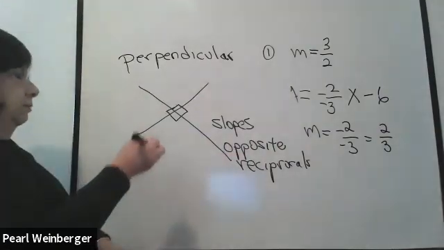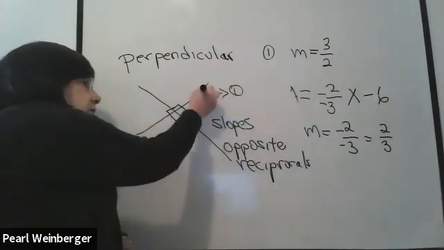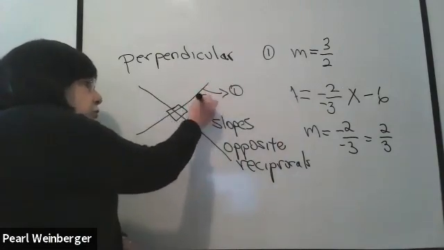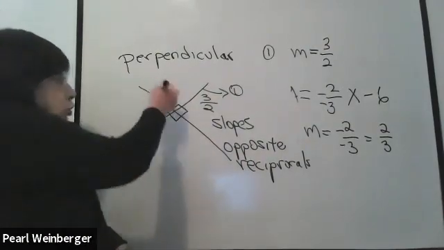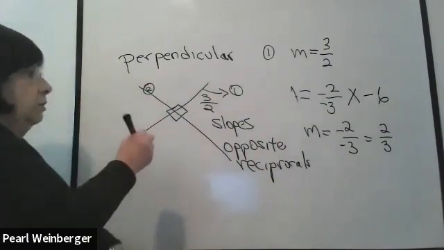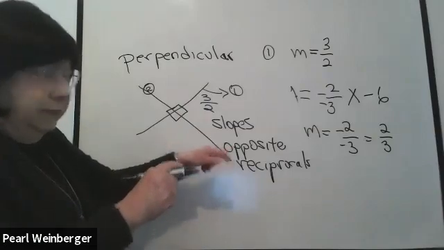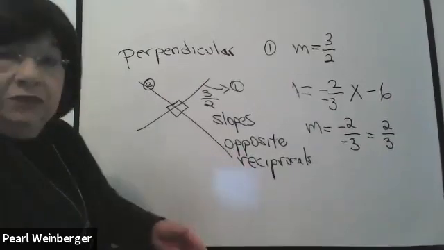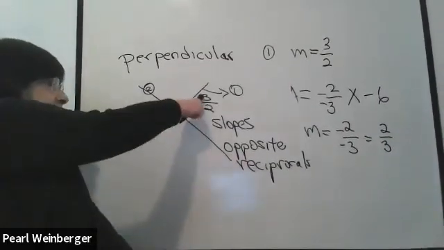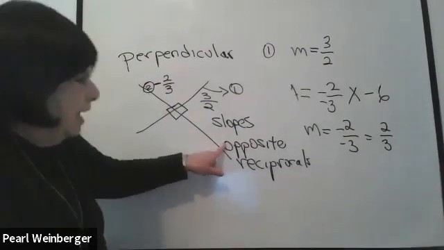So what does that mean? Let's say the slope of line number 1 here is 3/2. Then the slope of line number 2, if they're perpendicular, has to be, well, let's see what the word opposite reciprocal means. Opposite means different sign, and reciprocal means flipped over. Flipping the 3/2 over will give me 2/3, and it would have to be minus because it's opposite reciprocals.